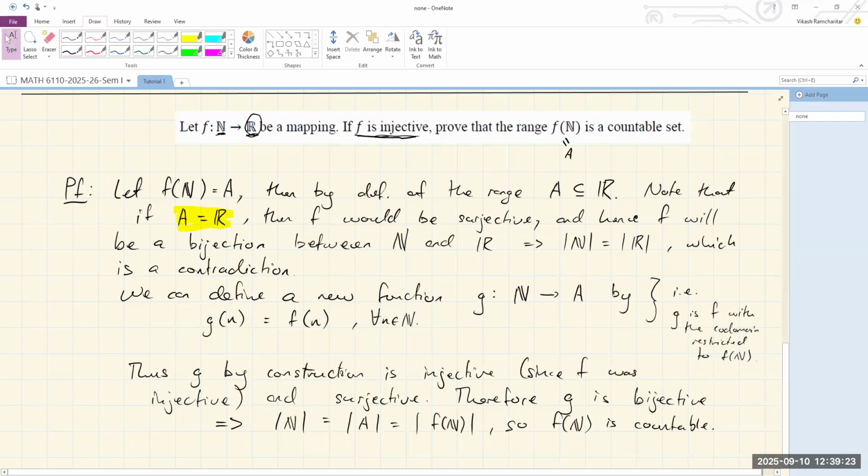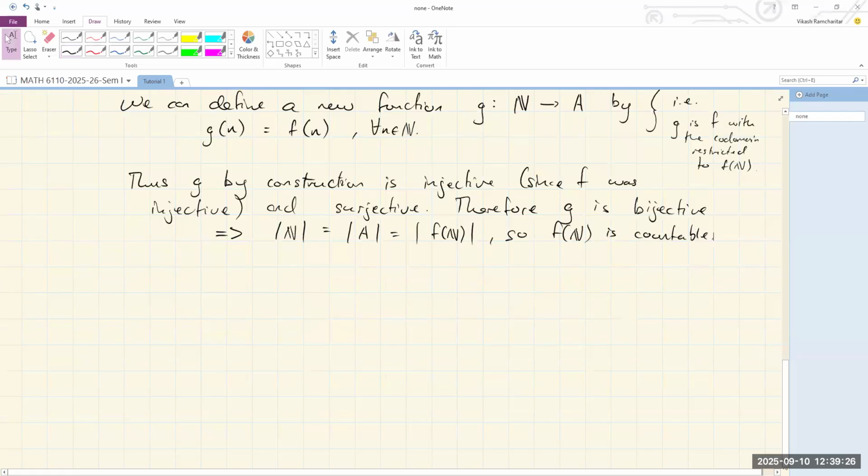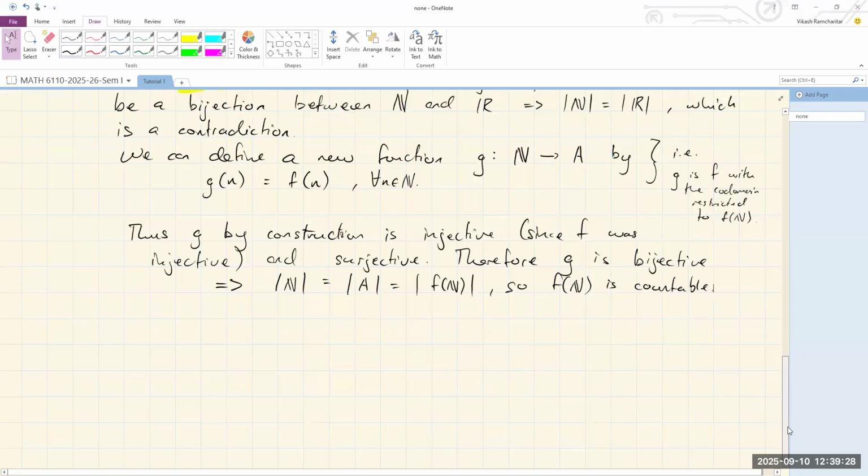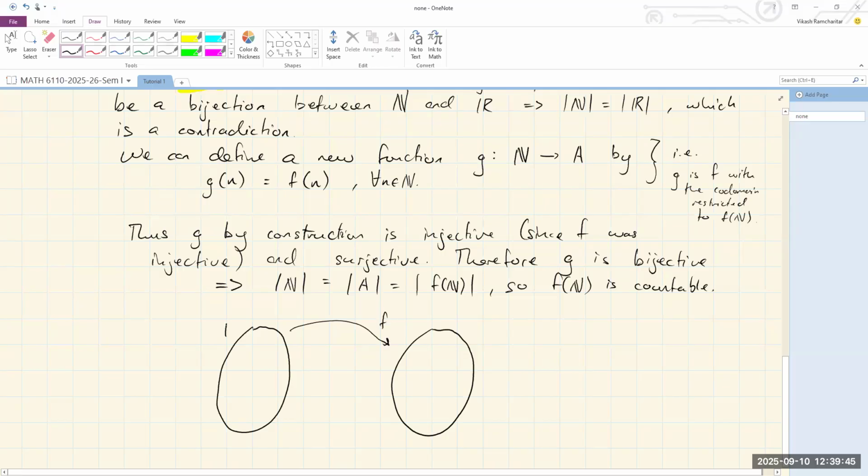Okay, so let me try to draw a picture to show what this function g is. So let me draw f first. So f is a function from N into R, right? But we're told that f is injective. Okay, we were told that f is injective.